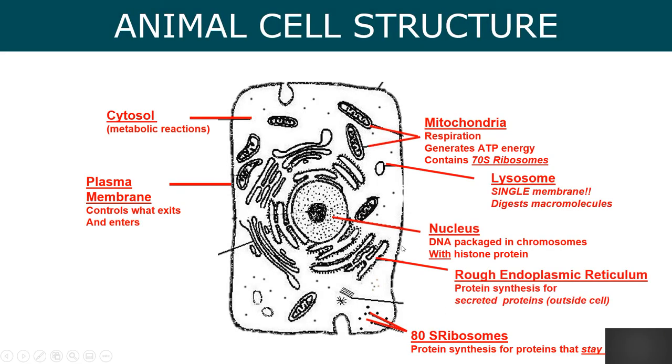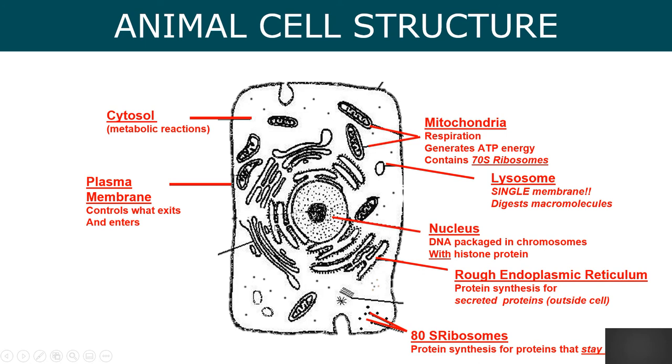So here we have the rough endoplasmic reticulum. And I know it's the rough endoplasmic reticulum because it has these 80S ribosomes attached to it. That's what these little black dots are here. So the free 80S ribosomes are synthesizing protein that's going to stay inside the cell. But these guys that are attached to the endoplasmic reticulum are making proteins that are destined to be secreted, that are going to be kicked outside the cell. So they're either going to go into the membrane or be kicked outside the cell. So that's the job of the ER.